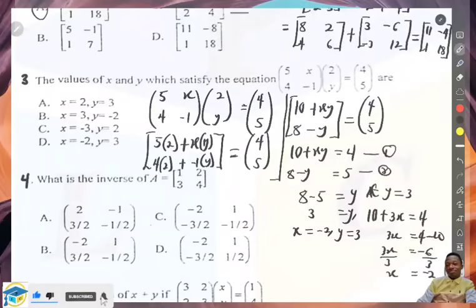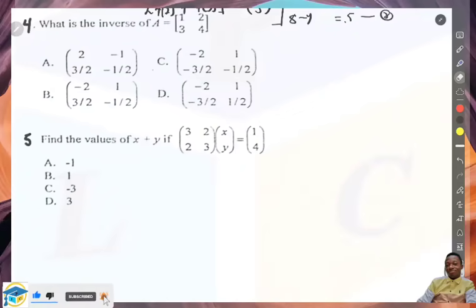3. So among these options, you should clearly see that x is equal to -2, and then y is equal to 3. And that should be option what? D. That should be option D in that line. So let's take note of that. Question number 4. What is the inverse of A? What is the inverse of A, which is equal to 1, 2, 3, and then 4.